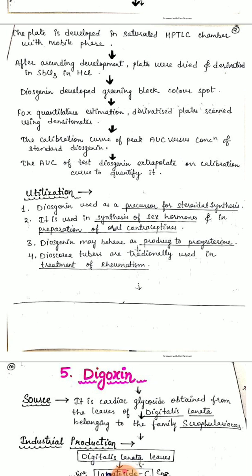Diosgenin is a saponin. It is used as a precursor for steroidal synthesis, and it is also used in the synthesis of sex hormones and in preparation of oral contraceptives. Diosgenin may behave as a prodrug to progesterone, and the Dioscorea tubers are traditionally used in the treatment of rheumatism.